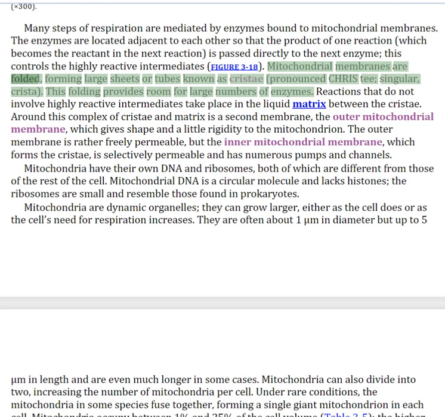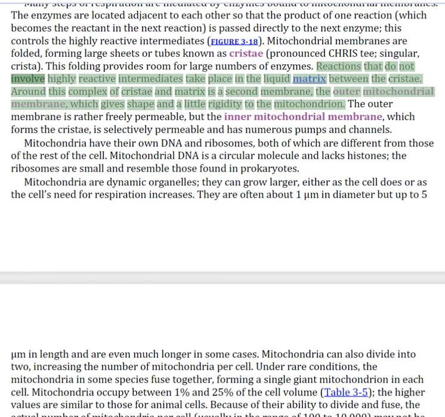Mitochondrial membranes are folded, forming large sheets or tubes known as cristae. This folding provides room for large numbers of enzymes. Reactions that do not involve highly reactive intermediates take place in the liquid matrix between the cristae. Around this complex of cristae and matrix is a second membrane, the outer mitochondrial membrane, which gives shape and a little rigidity to the mitochondrion.